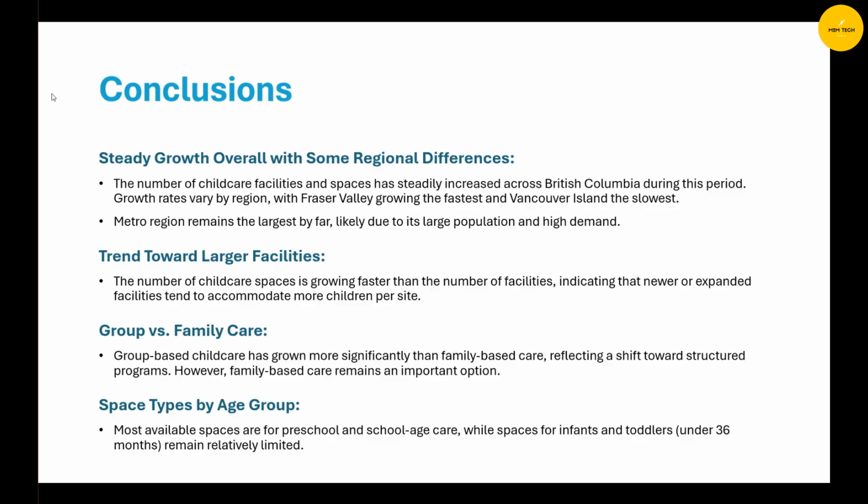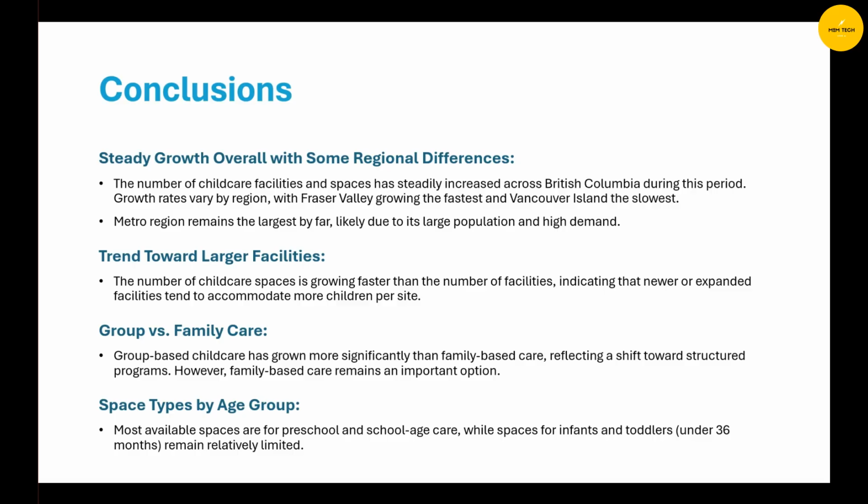So to sum up, we can see that there is steady growth in all regions of British Columbia. The number of both childcare facilities and childcare spaces has increased and continues increasing. There are different growth rates depending on the region: Fraser Valley is growing the fastest and Vancouver Island is growing the slowest. Now, the number of spaces is definitely the largest in the metro region, but that is understandable because the population of that region is the largest and the demand for childcare is very, very high.